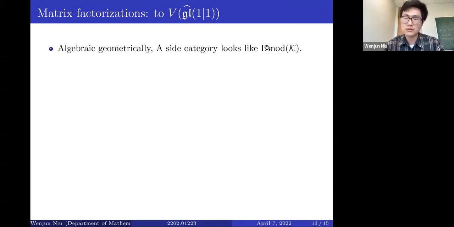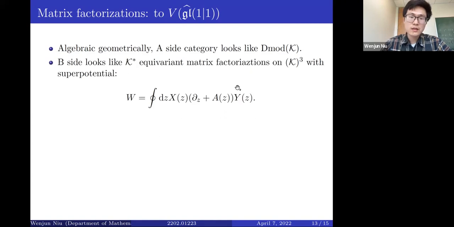So the biggest possible category, as I said, should really look like D modules on K, K being the algebraic loop space. So K is the space of Laurent series of C. There's a version of D module that has enough finiteness condition, and that's the category that is the biggest possible one. And the B-side category actually looks like some kind of equivariant matrix factorization.